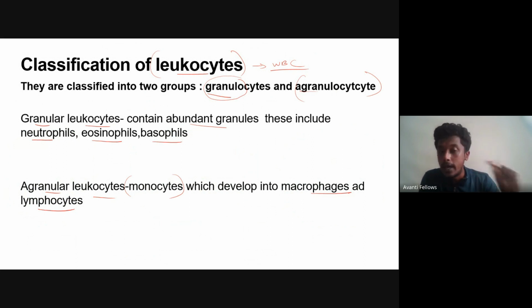Remember this. Why? Because the monocytes are the ones which develop into macrophages. Again, monocytes are agranulocytes. So what are the examples for agranulocytes? Monocytes, macrophages, lymphocytes are the examples for agranulocytes.